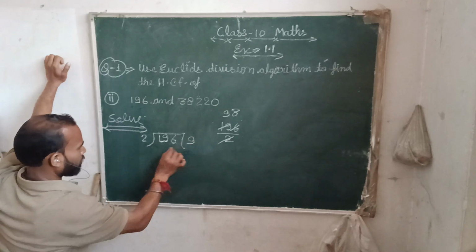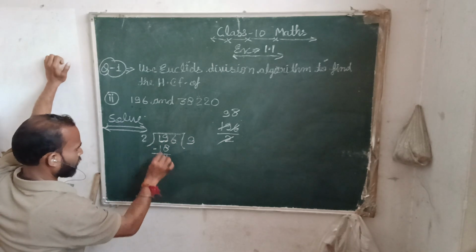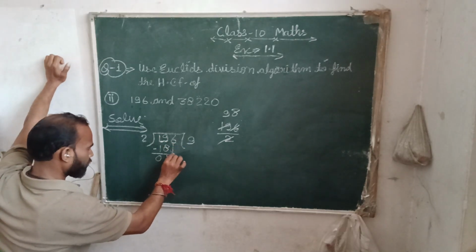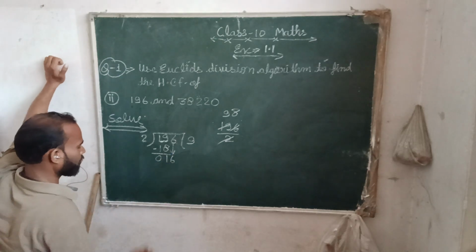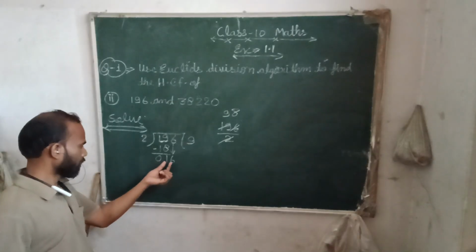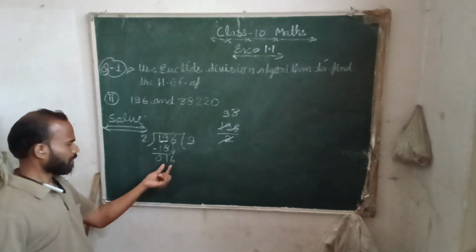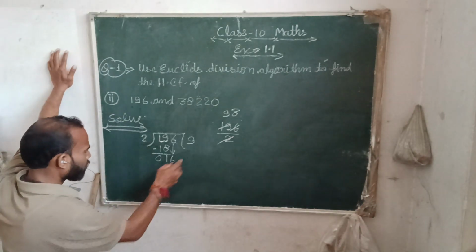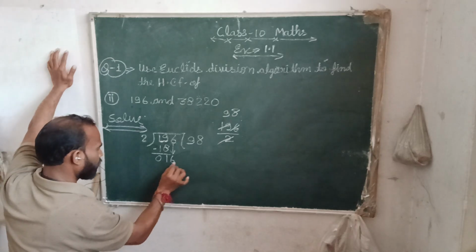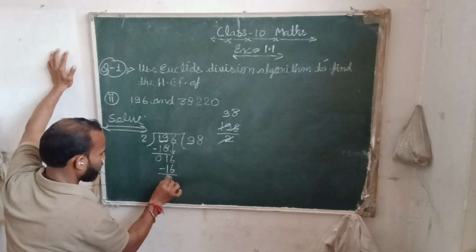2 nines are 18, minus 8 remains 1. 1 minus 1 is 0. Next digit, note down 6. So now see here, my dear students, 16 remains. 16 is divisible by 2 exactly, 8 times, and the remainder is 0.